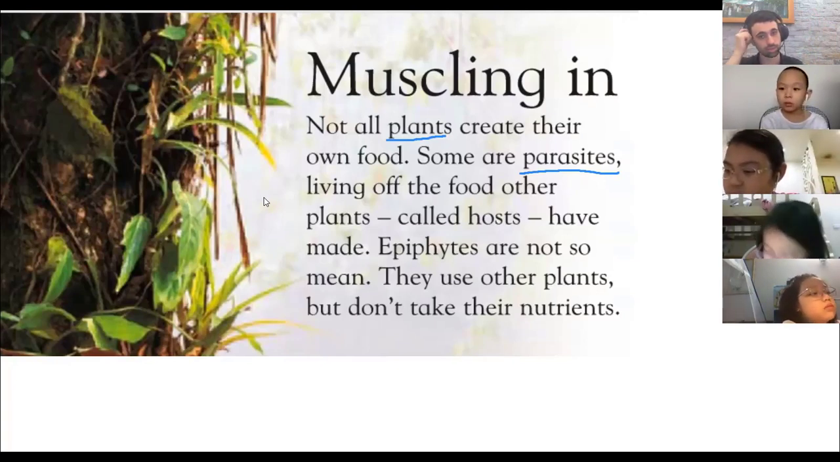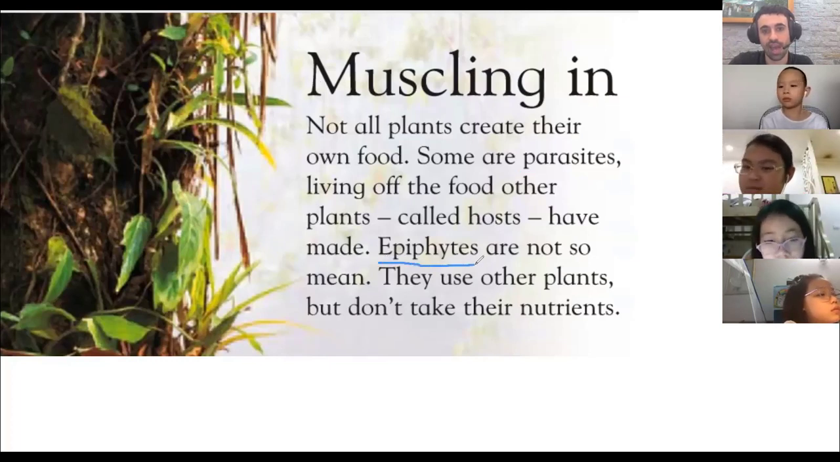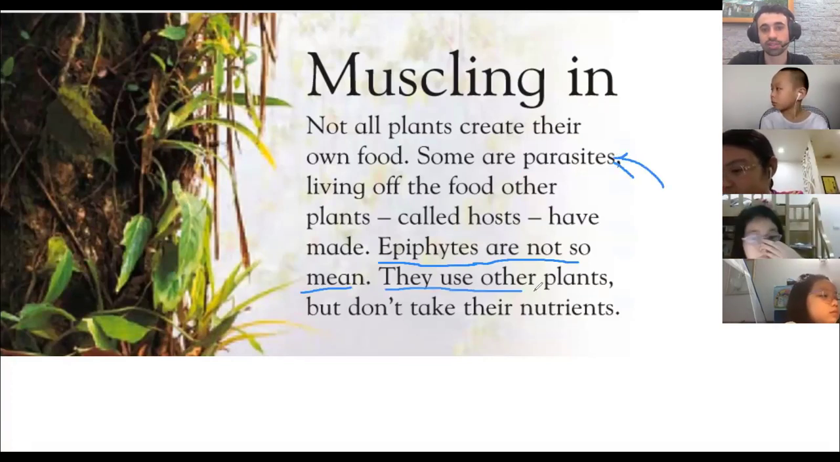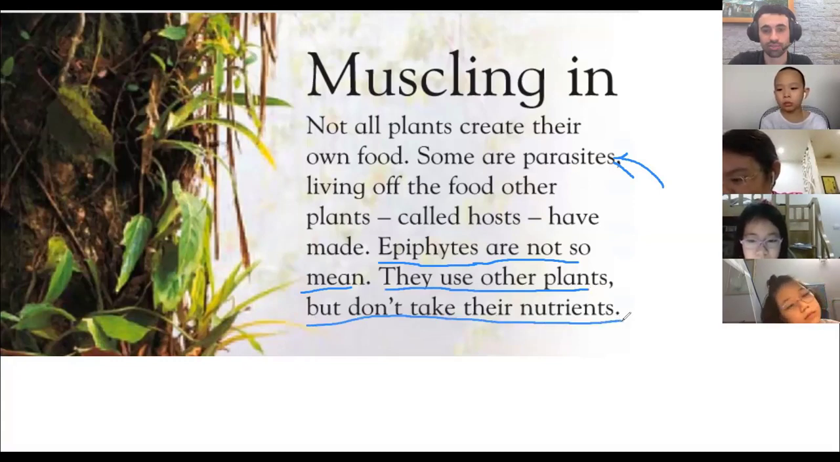Okay? And then this word. I know this word's hard, and this is straight from your book. You've got epiphytes. Epiphytes. Okay? So they're not as mean. They are not so mean compared to the parasite. They use other plants, but don't take their food. They do not take their nutrients.